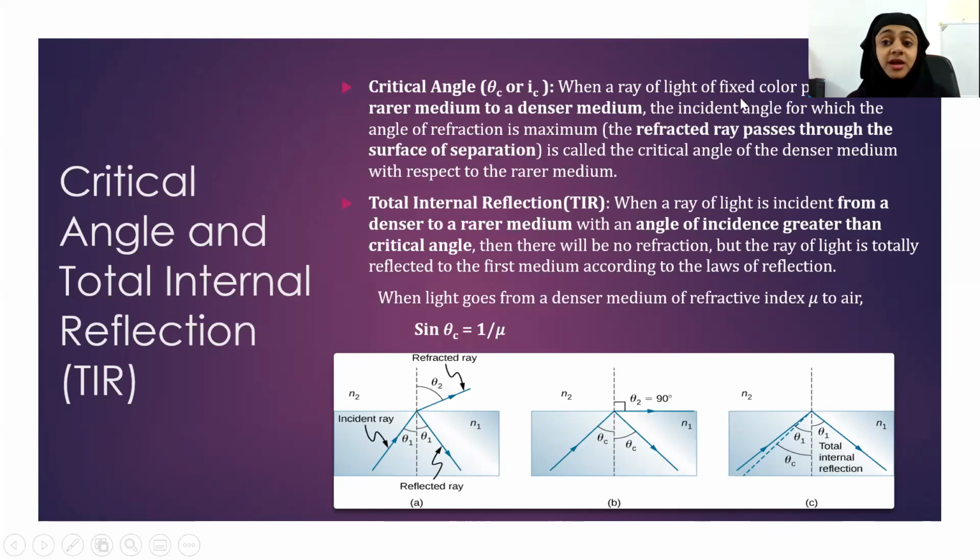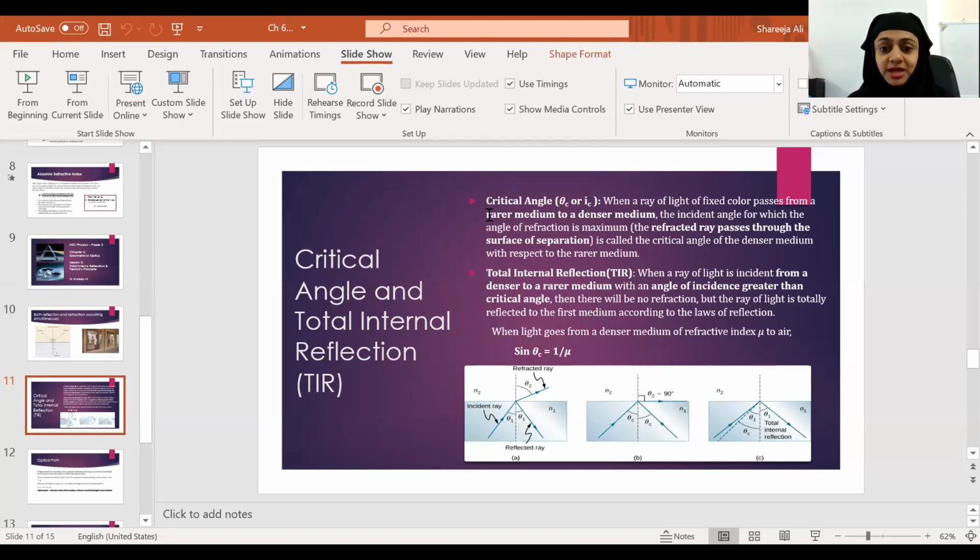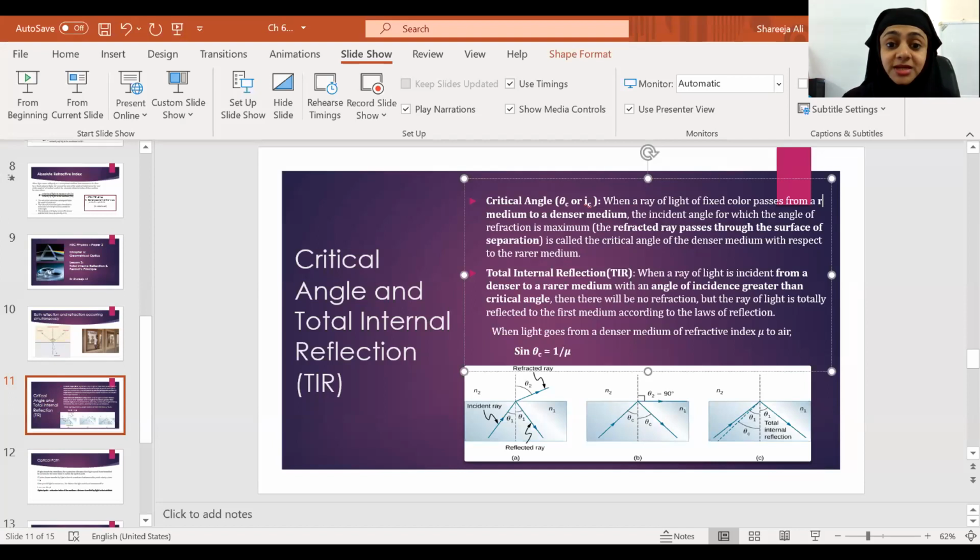When a ray of light of fixed color passes from rarer medium to denser medium. Okay, this is wrong. I will have to change this. What will be the condition? The light should travel from denser medium to rarer medium, right? Denser medium to rarer medium.